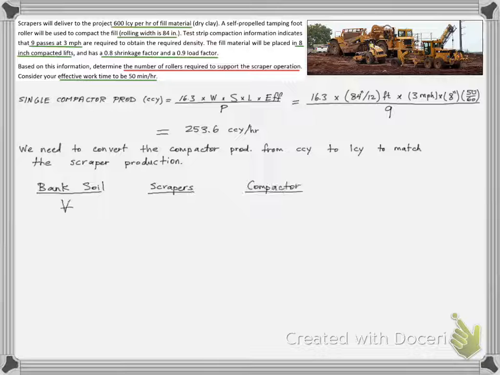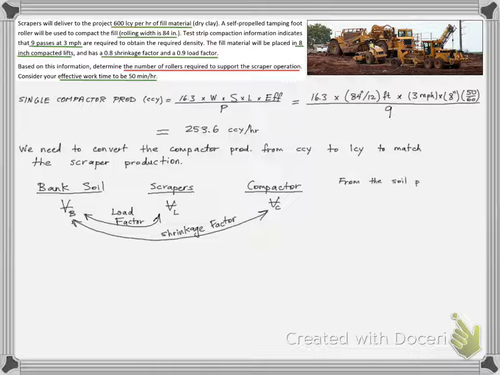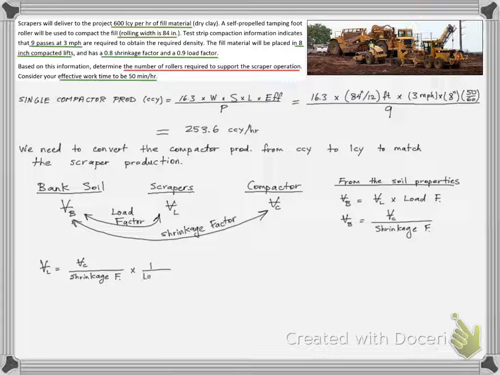From the early lessons of this course, we learned how the load factor relates the bank volume to the loose volume, and how the shrinkage factor relates the bank volume to compacted volume. So we can relate directly the loose volume and compacted volume using this formula, which means that the productivity of a single compactor of 253.6 compacted cubic yards per hour requires hauling 352 loose cubic yards of soil per hour.